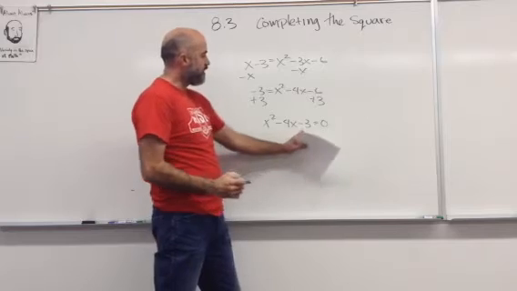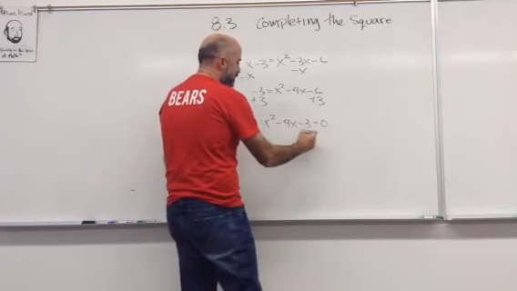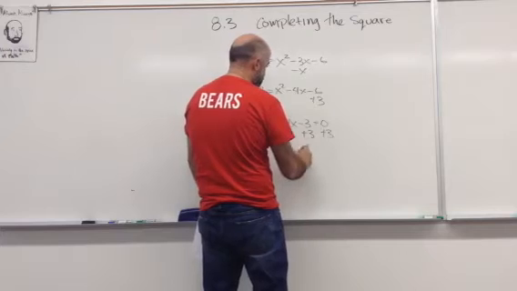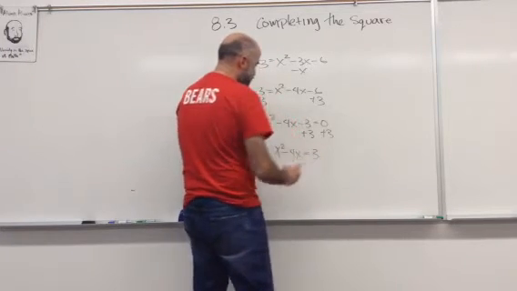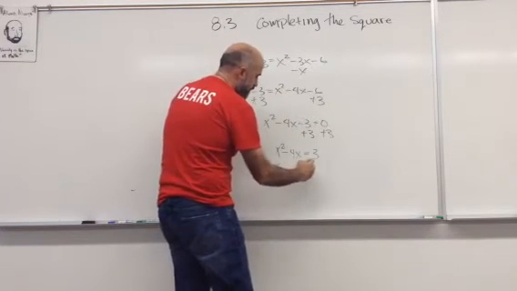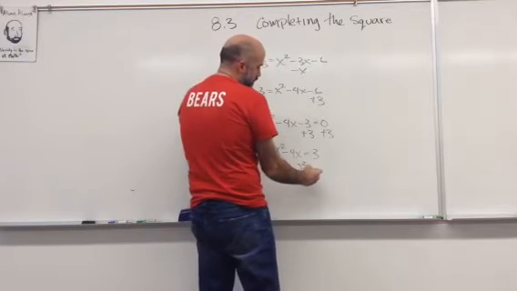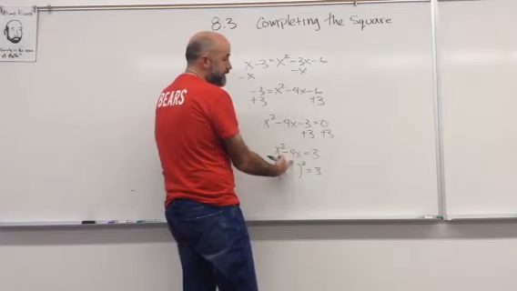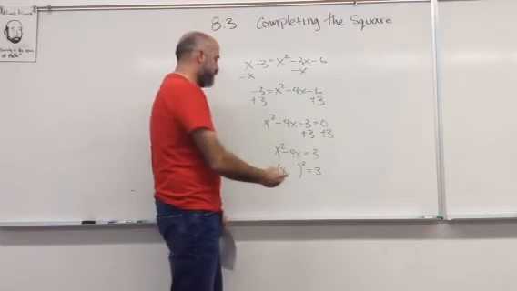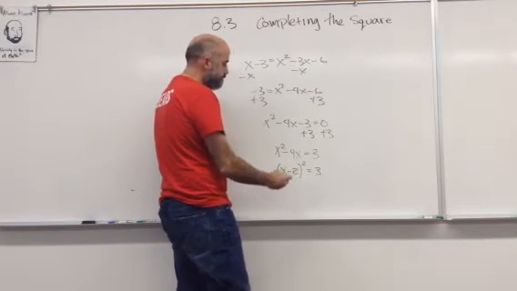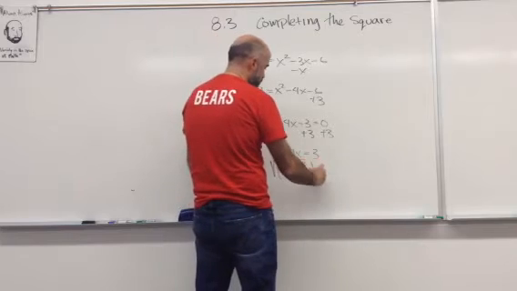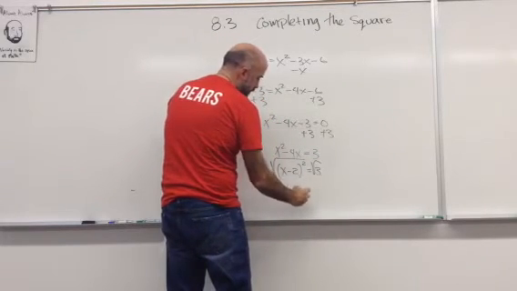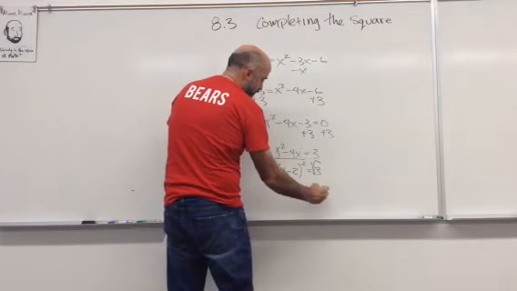So same first step, move c over. Add 3 to both sides. x squared minus 4x equals 3. Skip to the end. It's b over 2. Negative 4 over 2 is negative 2. Square root. And x minus 2 equals plus or minus the square root of 3.